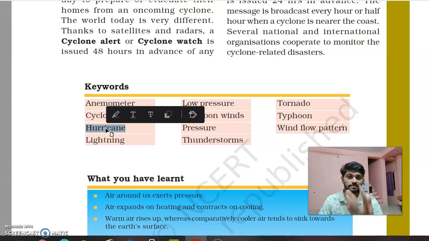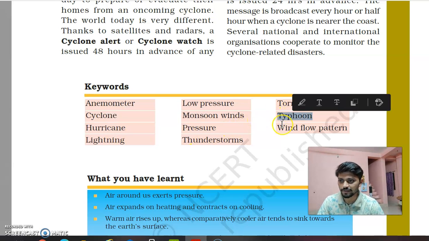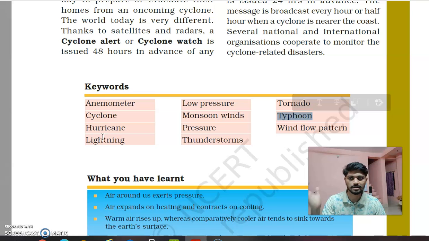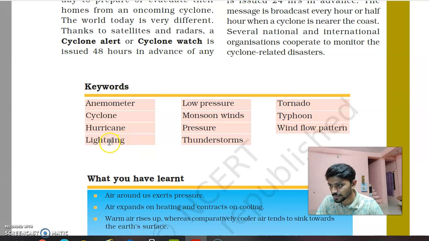And again, based on different regions in the world, the same cyclone is called by different names. Some say hurricane, some say typhoon. In the North American continent, they usually say hurricane. On the Japanese side, they prefer the word typhoon. Both are the same thing.